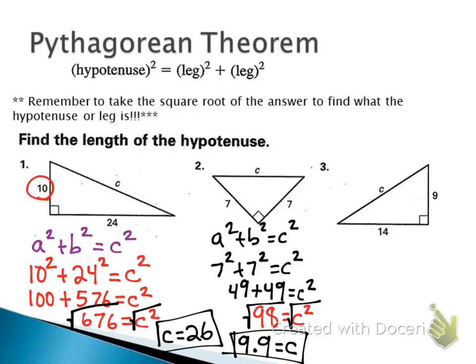Alright. Let's set up number 3. So again, I always start with a squared plus b squared equals c squared. Then what?